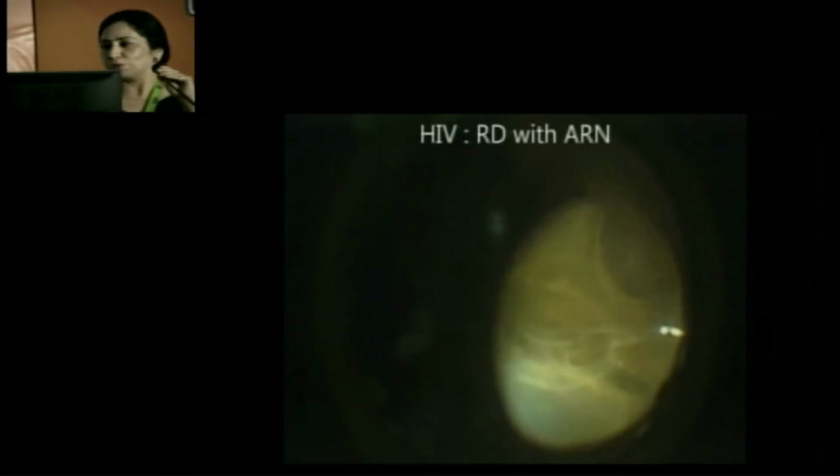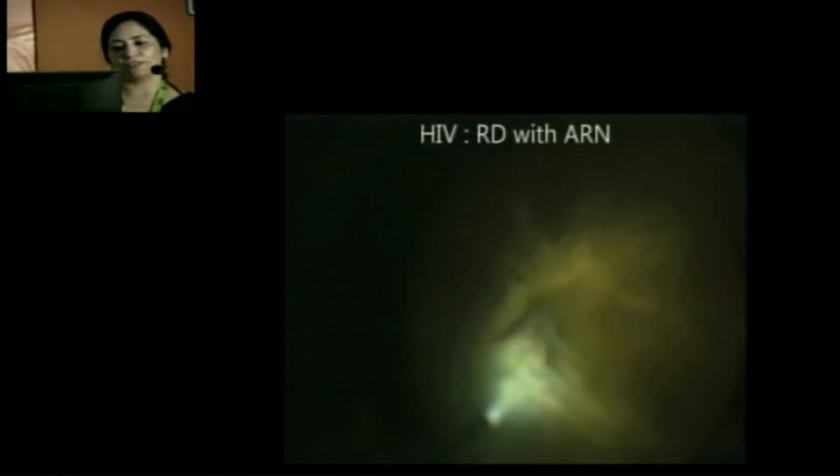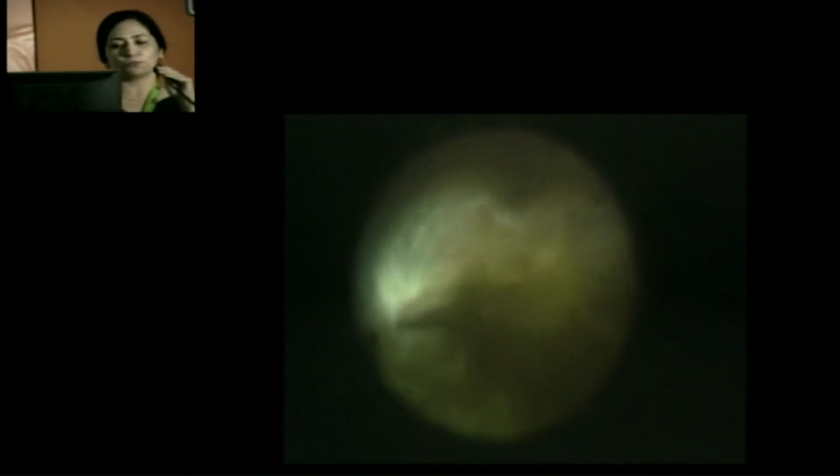Can you play the video, please? So here is a retinal detachment, but we usually don't see much PVR in these patients. Here there is PVR, there are membranes. So these patients require good clearance of all the traction, and then the retina has to be settled. As usual, we prefer using 5000 centistoke oil here.